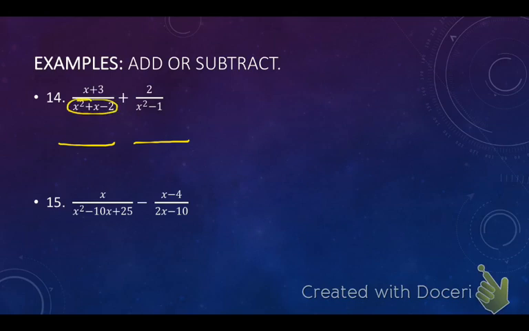What's going to factor here? x squared plus x minus 2. How does that factor? x plus 2, x minus 1. How does that one factor? x plus 1, x minus 1.